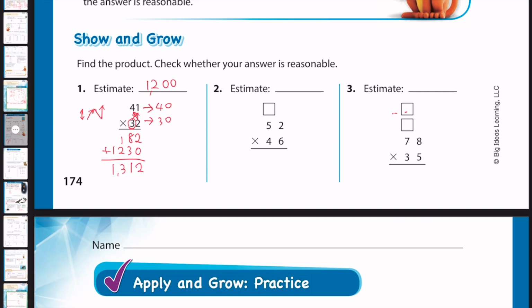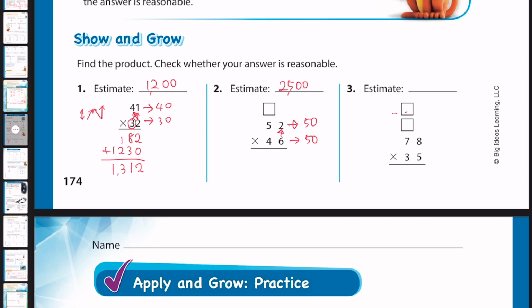All right, let's move on to number 2. Let's estimate first this time. This is 50, it's gonna be 50. So 5 times 5 is gonna be 25, and then you need to add 2 more zeros. So our estimate is what? 2,500.